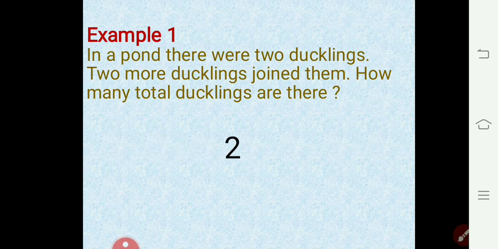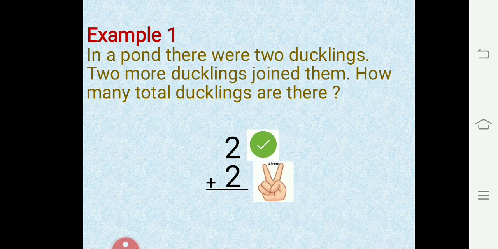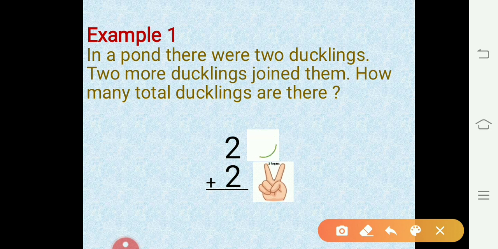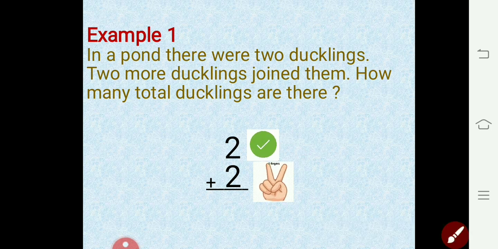First of all, there were two ducklings in the pond, and after that, two more joined them. So, as we know, it is an addition sum. So what we are going to do? We are going to do addition. First number you will keep in mind, 2 in mind, and next 2 on fingers. After 2, 3 and 4. So your answer is 4. So total ducklings are 4. This is how you can solve the word problem.